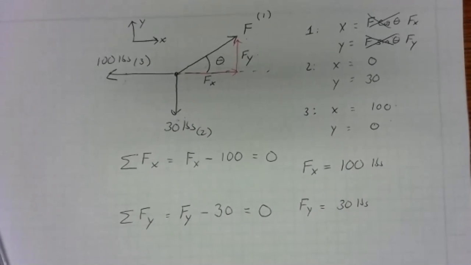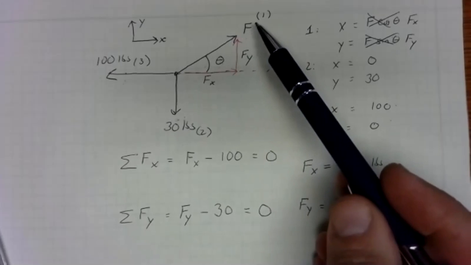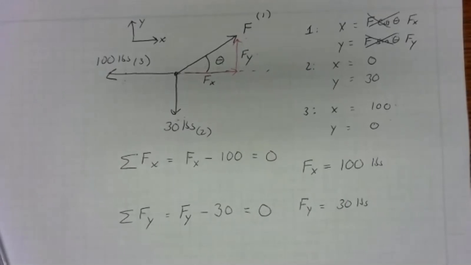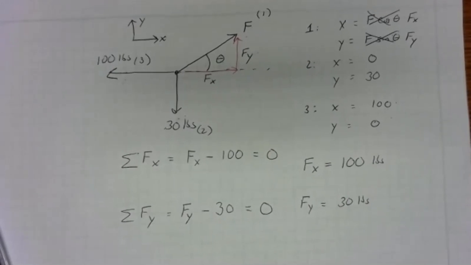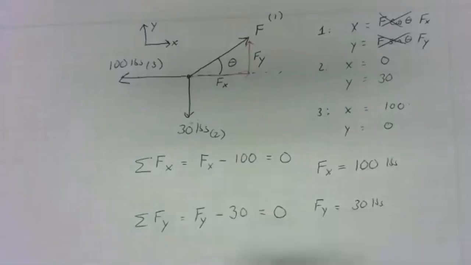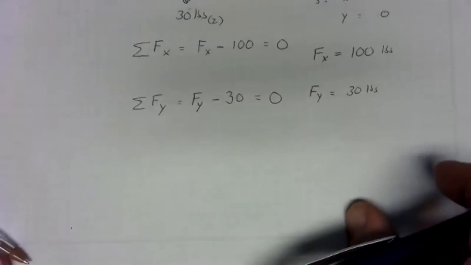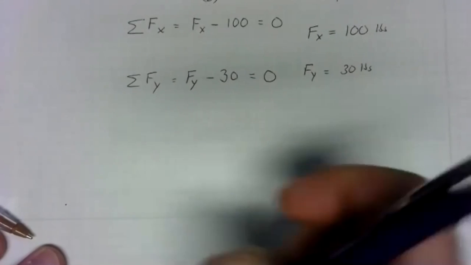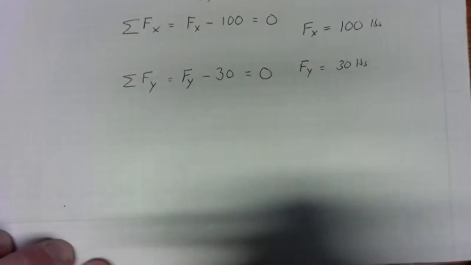So we've almost solved the problem. The only piece that's missing is we have to figure out our magnitude and direction. And that we can do with our Pythagorean theorem and inverse tangent. We've got a right triangle here. So if I blow this up a little bit, we've got Fx.